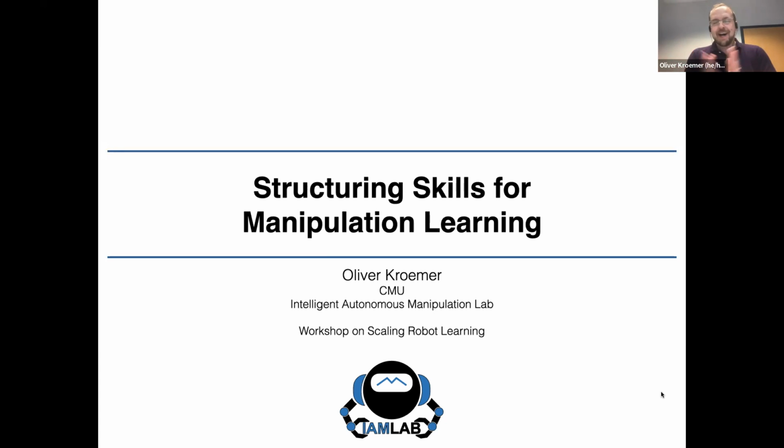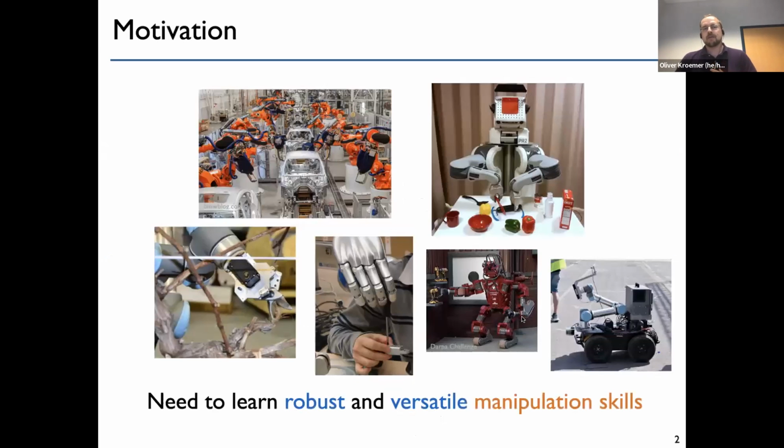So yeah, but okay, I'm going to talk about structuring skills for manipulation learning. In the future, we obviously want to have robots that can work in lots of different kinds of environments. We want robots that can help out in hospitals, do household chores, cook healthy meals, lots of different kinds of tasks. And so this idea of a general purpose robot that you can easily adapt to different kinds of application domains is obviously very exciting, but it brings a lot of challenges.